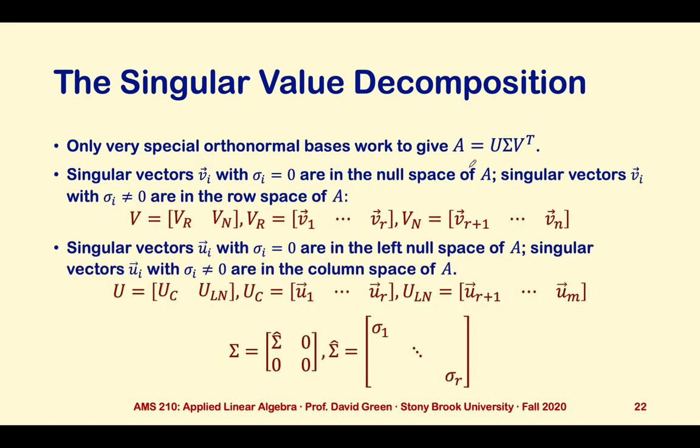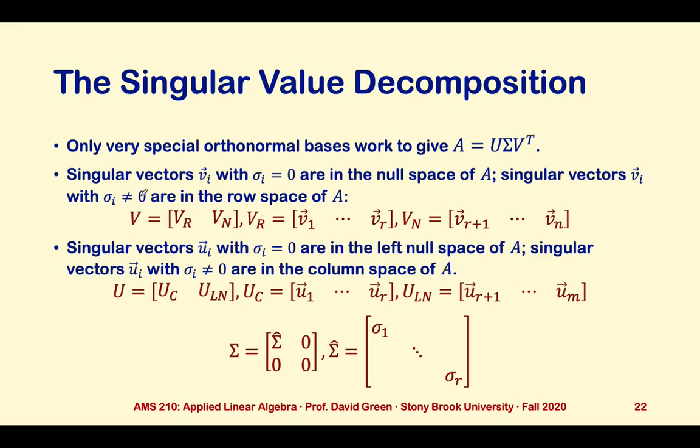So where do we have now? We're at a place where we know that the singular vectors Vi with sigma i equals 0 are part of the null space of A, and those with non-zero sigma i are in the row space of A. And similarly for U, the Ui with sigma i equal to 0 are in the left null space of A. The singular vectors with non-zero sigma i are in the column space of A, the row space of A transpose.